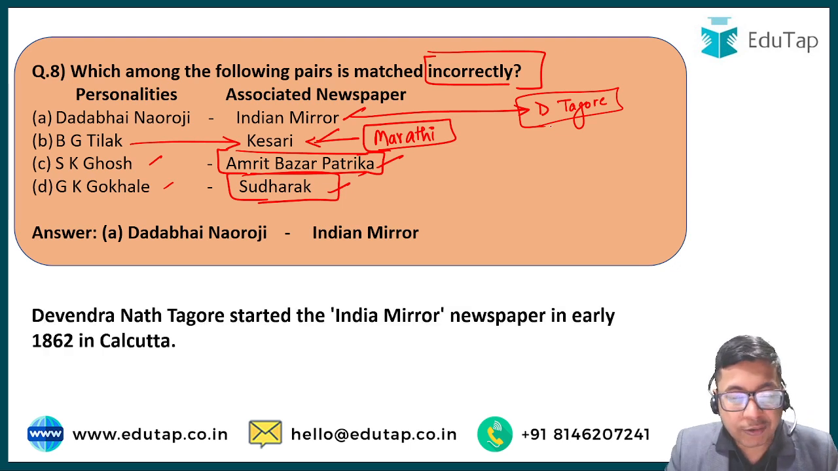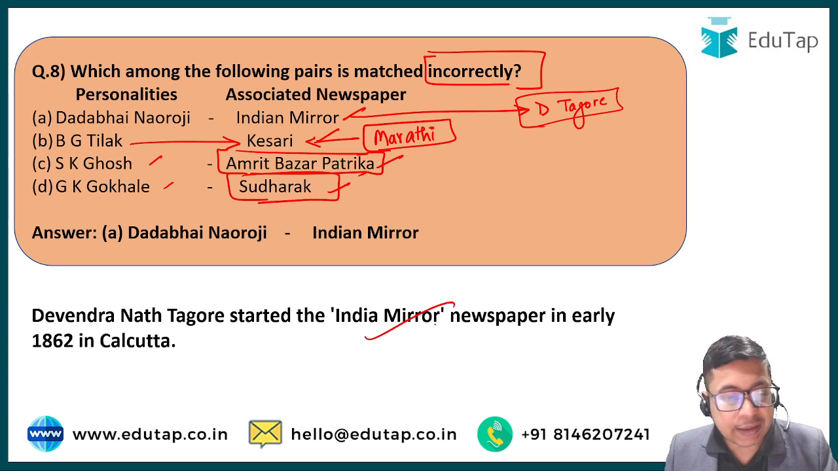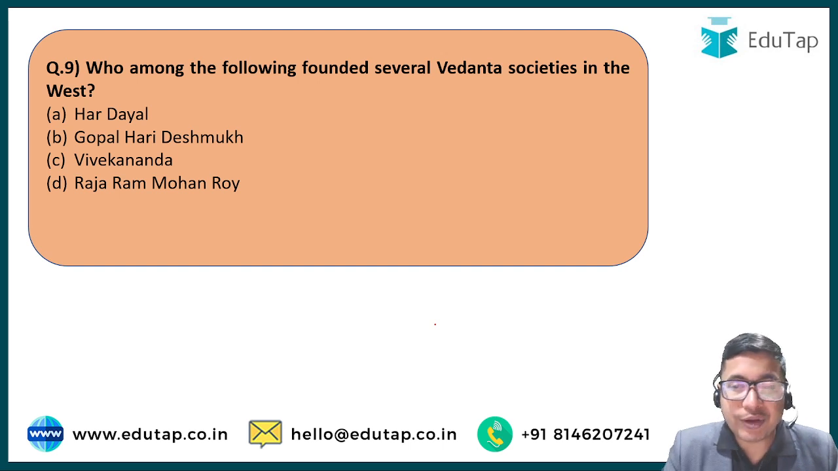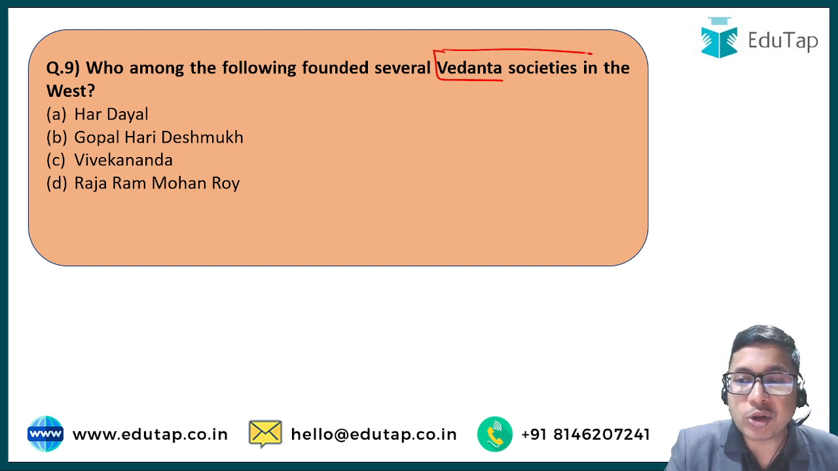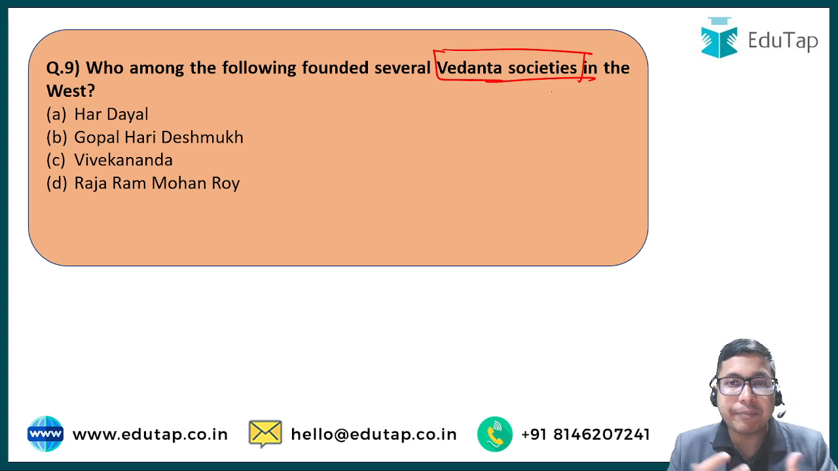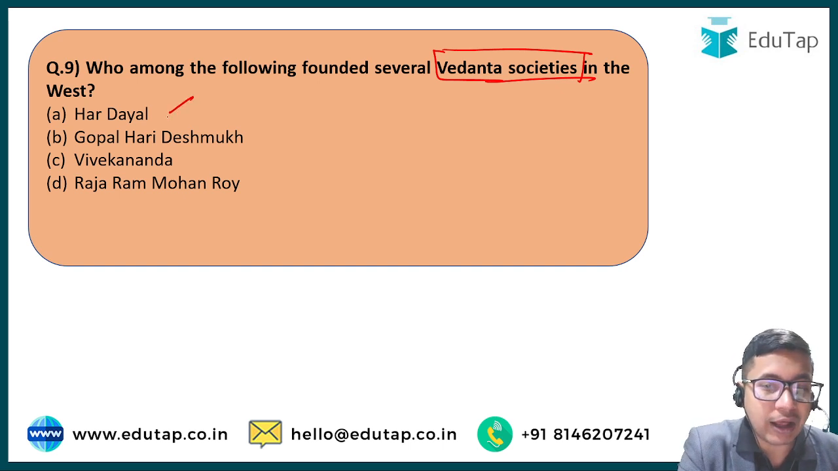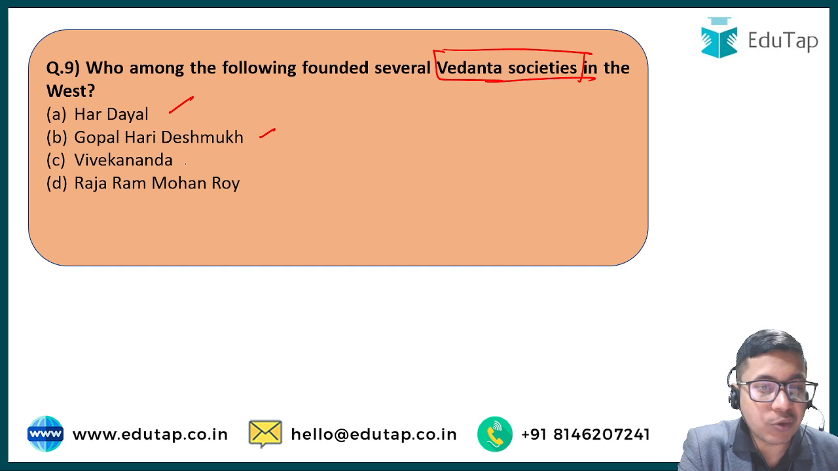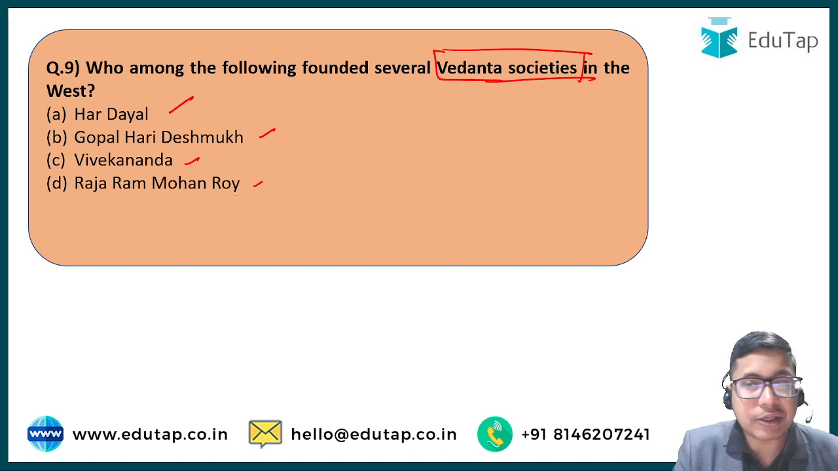So Devendranath Tagore started the Indian Mirror in early 1862 in Calcutta. Next is question number 9. Who among the following founded the several Vedanta societies in the West? Vedanta societies are still functioning all throughout the world and propagating the message of Vedanta. These Vedanta societies were founded by option A, Lala Hardayal, who was associated with the Gadar movement also, Gopal Hari Deshmukh, Swami Vivekanand, and Raja Ram Mohan Roy.